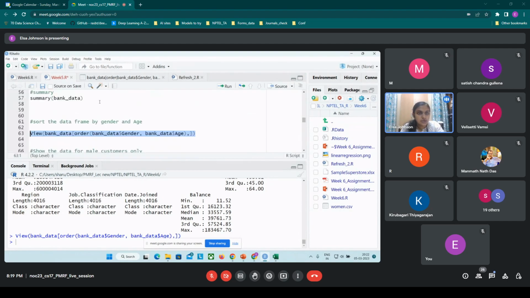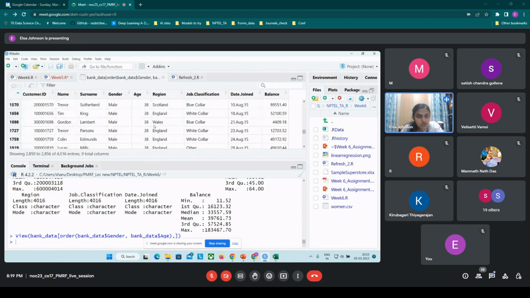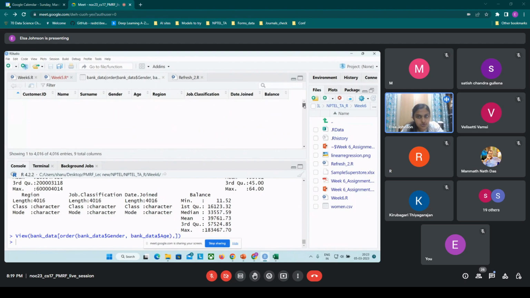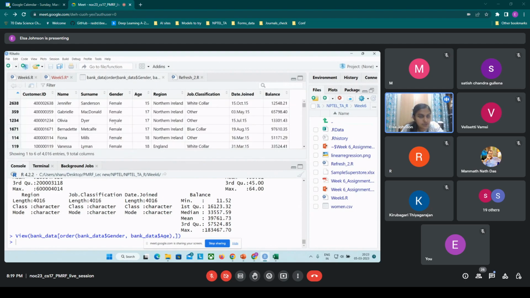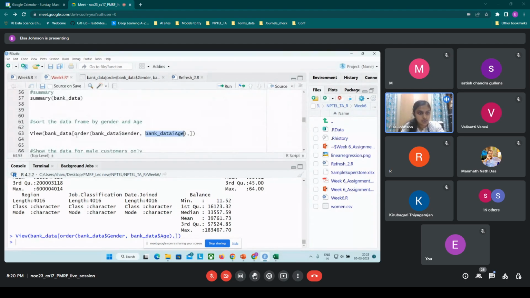Then the other thing is bank_data age. Here you can see that within male and female, the ordering then goes with respect to the age value, so age is increasing. The first sorting is with respect to female, and within that it's sorted according to age. That is done by this operation.